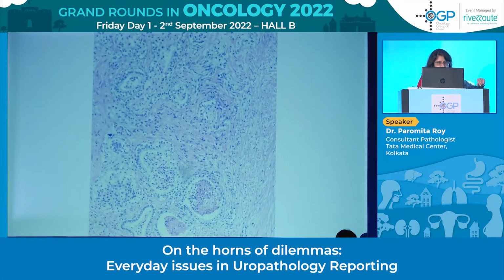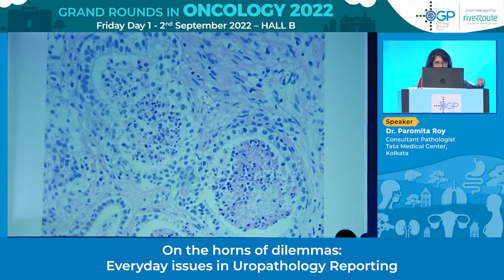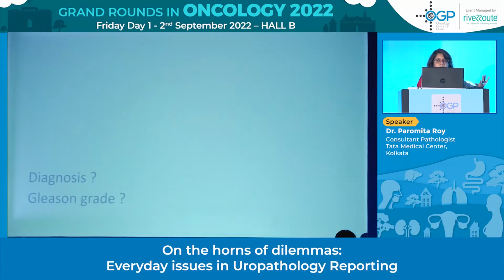And then there were these glands with comedotype necrosis in them. Look single-layered, pale chromatin, small nucleoli visible in some of the cells, and comedotype necrosis. What would your Gleason score be? So there are rounded glands, no back-to-back arrangement, no cribriforming, and some glands with comedonecrosis.